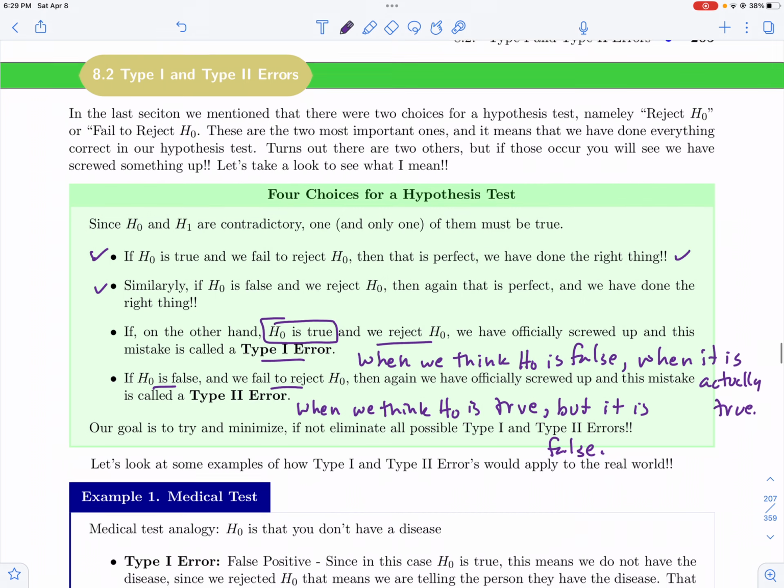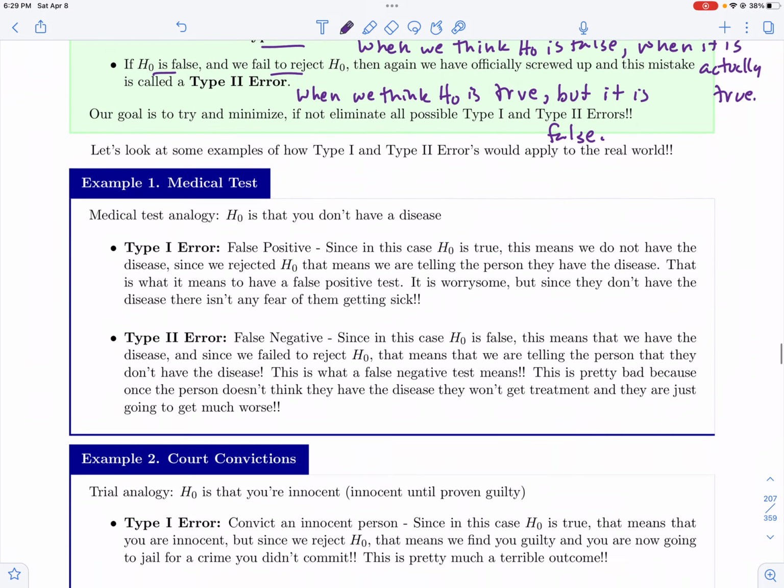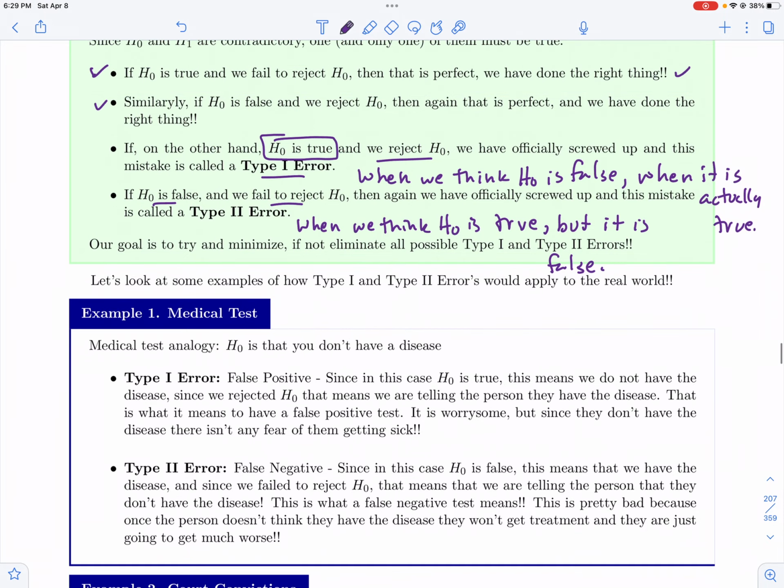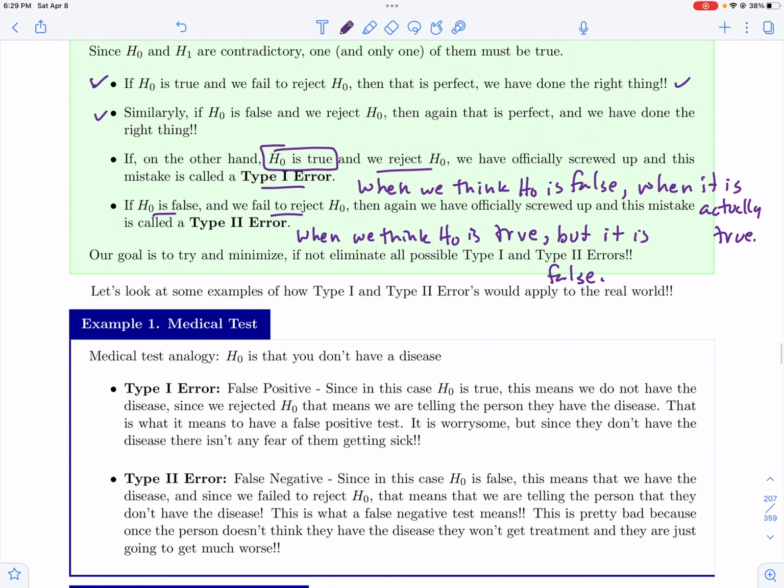And I've got a couple examples just so we can see what happens in these different cases. They could be a little bit interesting, and these do come up sometimes in medical studies and stuff like that. So I use these as some different examples. Let's look at example 1 so we can see how this would play out in a medical test analogy.